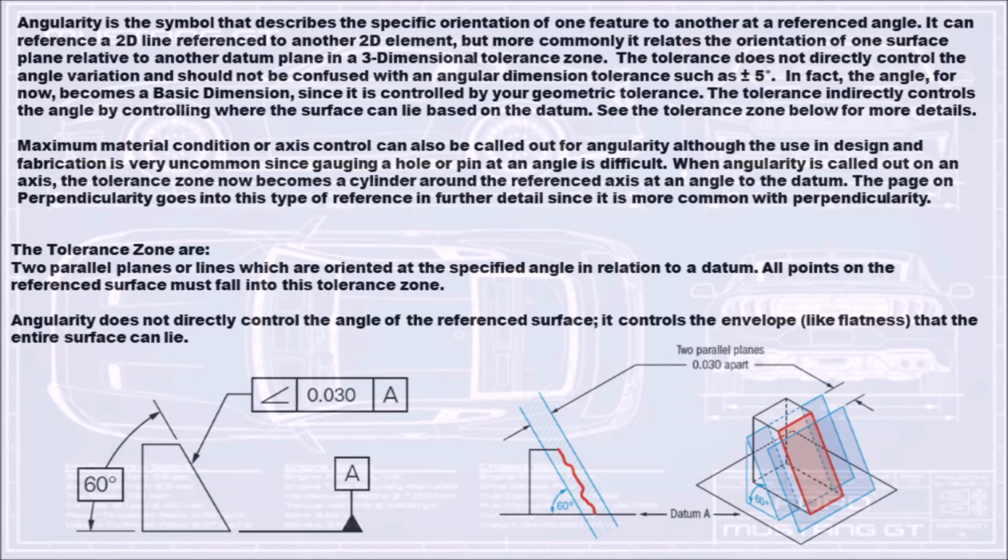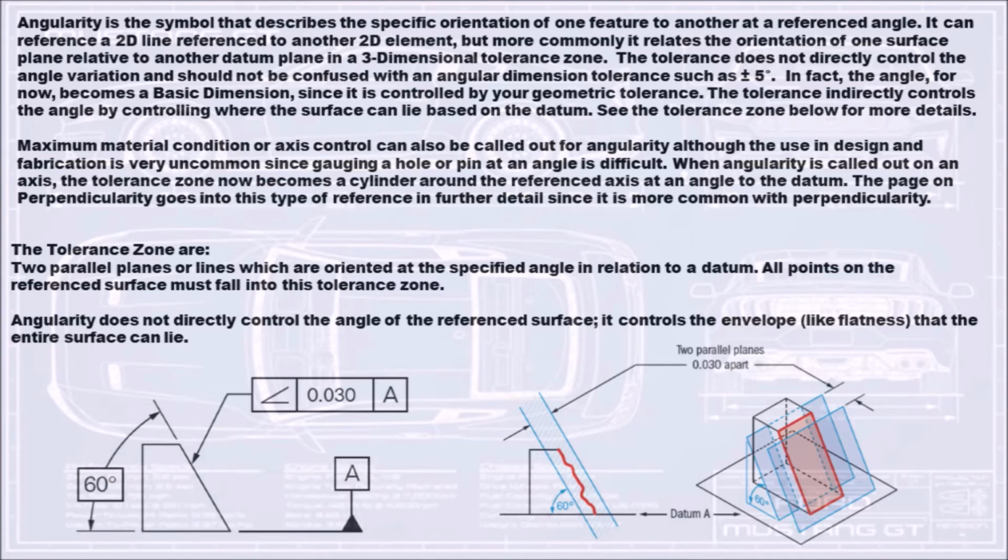In fact, the angle, for now, becomes a basic dimension, since it is controlled by your geometric tolerance. The tolerance indirectly controls the angle by controlling where the surface can lie based on the datum. See the tolerance zone below for more details. Maximum material condition or axis control can also be called out for angularity, although the use in design and fabrication is very uncommon since gauging a hole or pin at an angle is difficult.